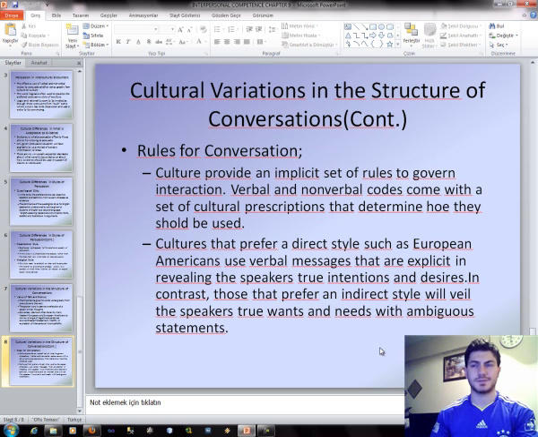Rules for conversation. Culture provides an implicit set of rules to govern interaction. Verbal and nonverbal codes come with a set of cultural prescriptions that determine how they should be used. Cultures that prefer a direct style, such as European Americans, use verbal messages that are explicit in revealing the speaker's true intentions and desires. In contrast, those that prefer an indirect style will veil the speaker's true wants and needs with ambiguous statements.